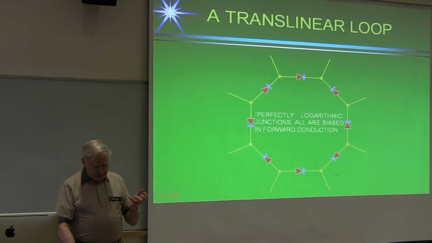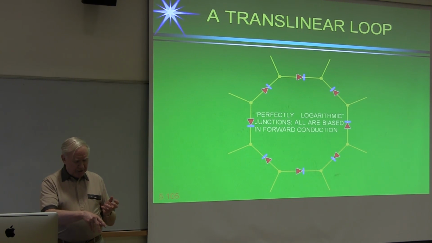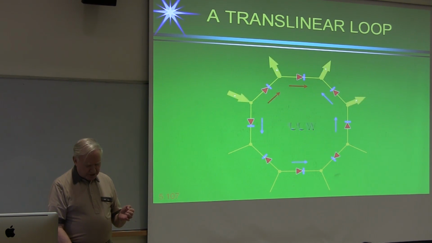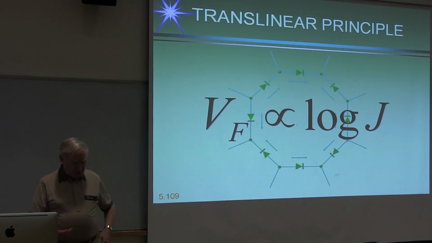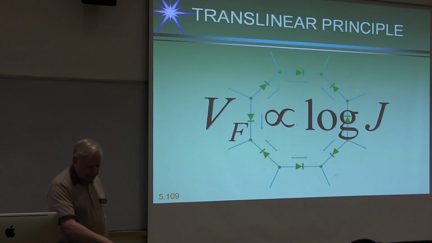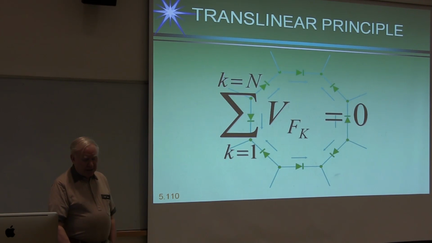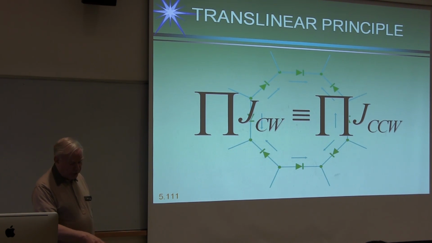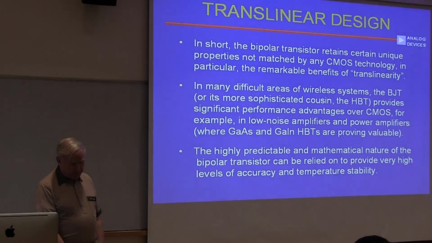Here's a translinear loop. Here we assume all of these devices are perfectly logarithmic junctions, just for the sake of this discussion, and then we'll do some calculations based on that. And you find out, of course, that the forward voltage of each of these devices is proportional to the log of the current density, that much we've established, although quickly, and that the sum of the voltages must be zero around the loop. Well, if that's the case, you can equate things and find out that the product of the clockwise current densities must be identical to the product of the counterclockwise currents. And that's the basics of the Translinear Principle.